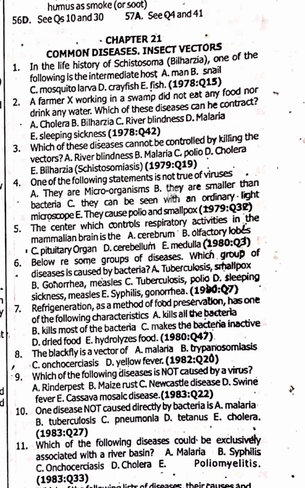Next, vectors that carry viral diseases. Number one, the aphid. Aphid is spelled APHID. This one causes mosaic disease. Next, mealybug. Mealybug is spelled MEALY. This one carries swollen shoot disease.